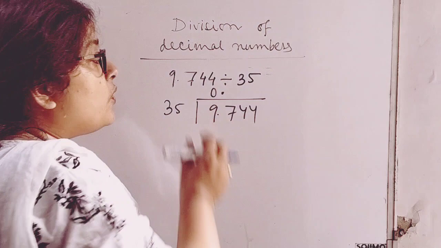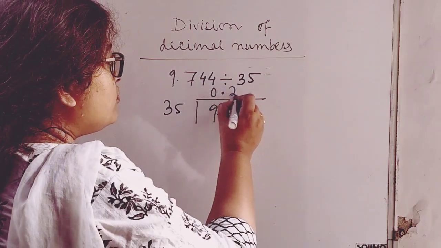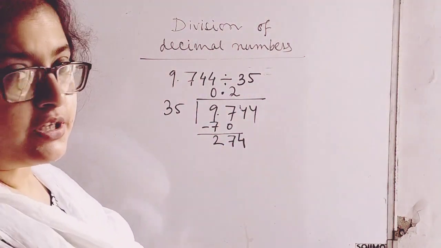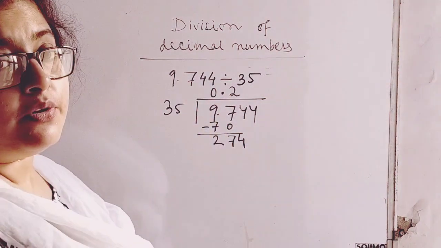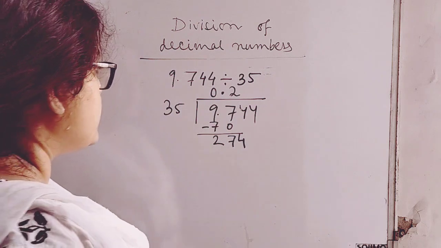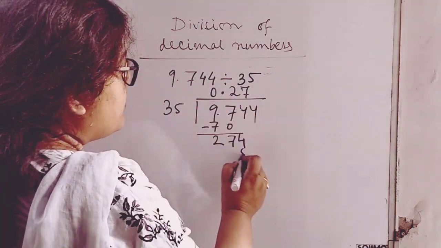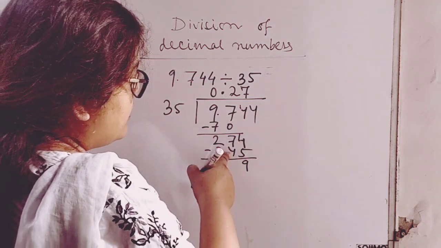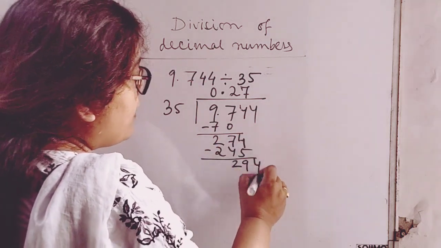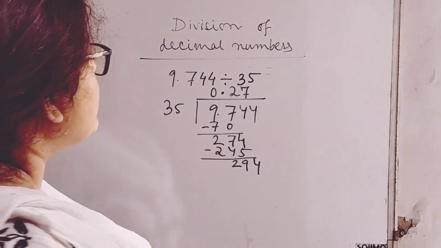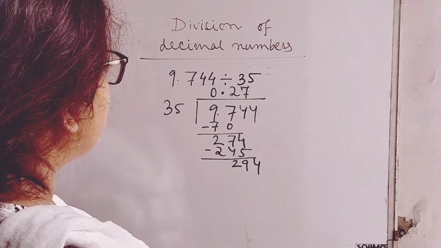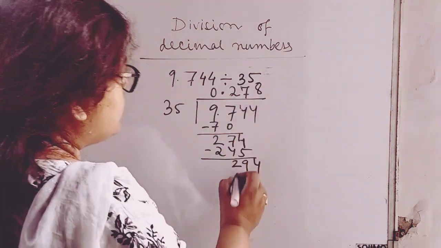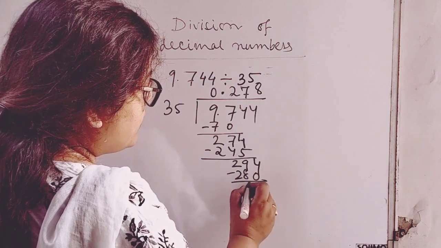Now how many times 35 will go in 97? Yes, 2 times. So 2, 70. After subtraction we get 27. Now 4 will come down by the rule of division. How many times this 35 will go into 74? I think it is 7 times. Yes, 7 times. So 5, 3, 245. After subtraction we get 9, 2, 29. Now last 4 is coming down. 294. How many times 35 goes in 294? It is, I think, 8 times. Let's see. 4, 280.